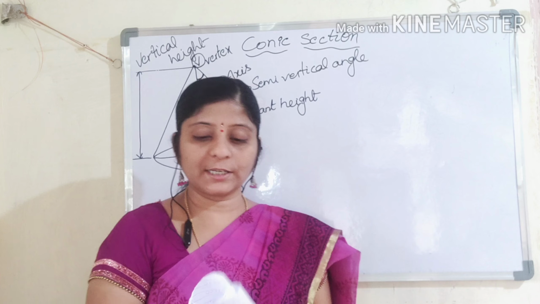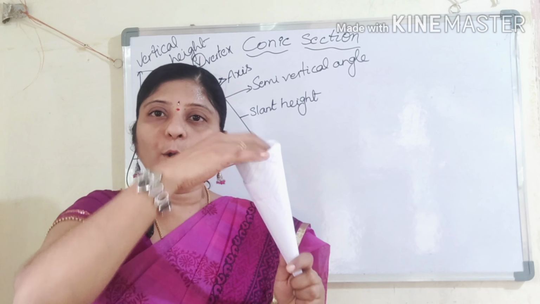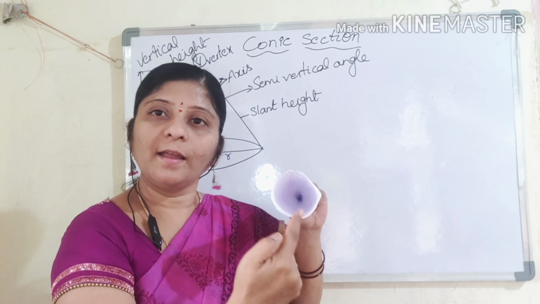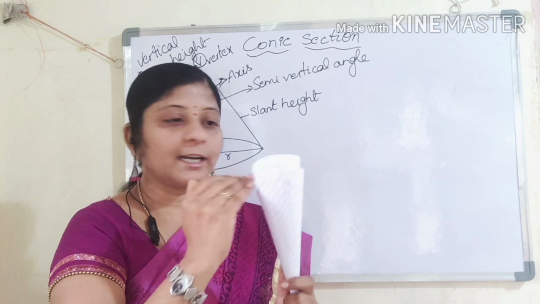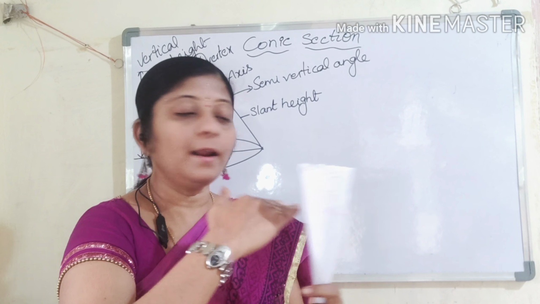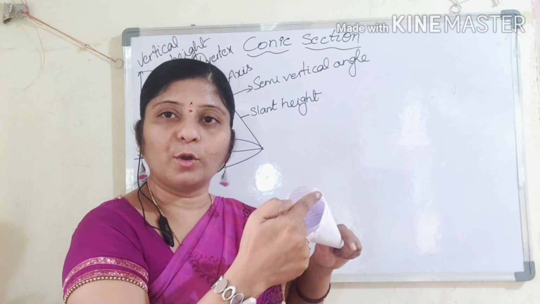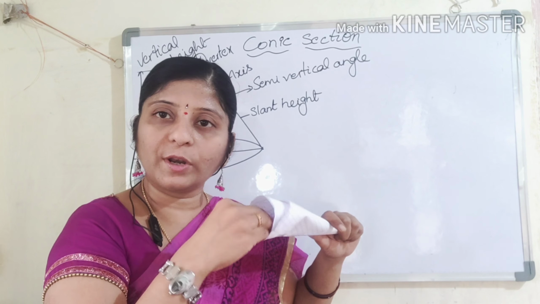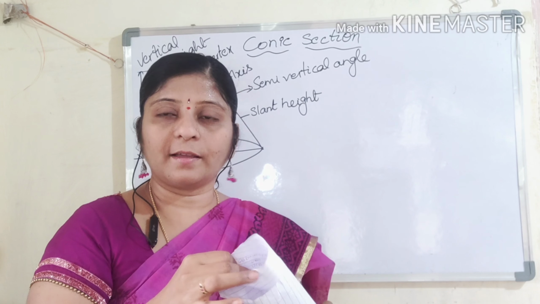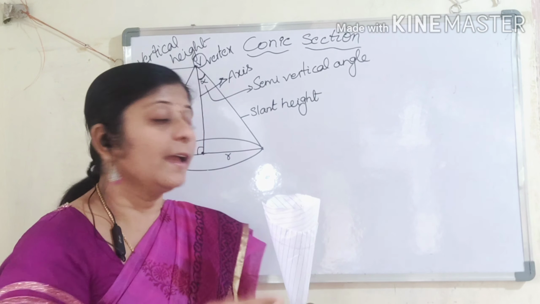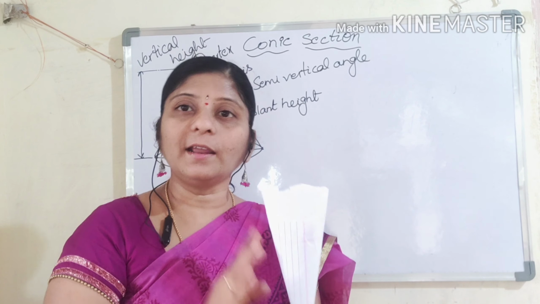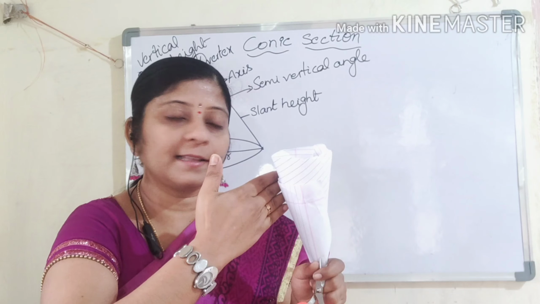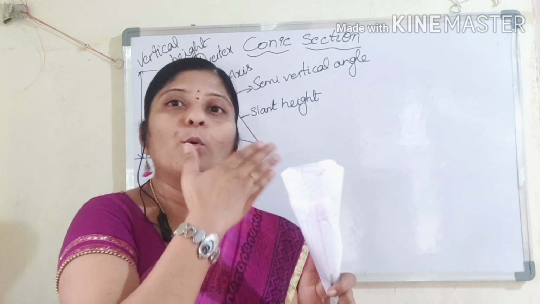I will show experimentally. It is a cone. The base of this cone looks like a circle. If we cut this with a plane, we get a circle only. That means if we cut this cone with a plane at an angle of 90 degrees, we get a circle. By tilting this plane, if we cut this cone, we get an ellipse.